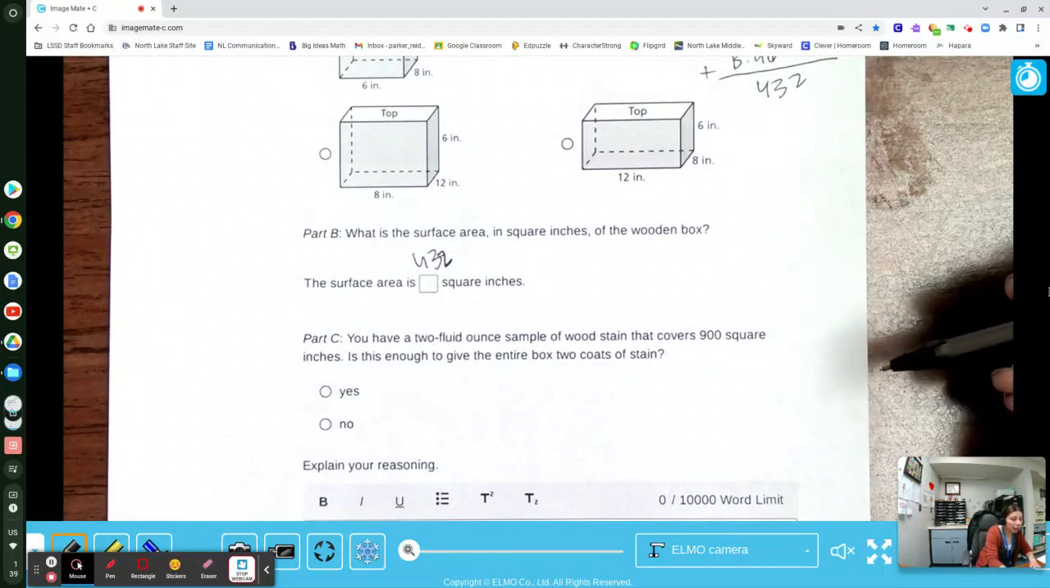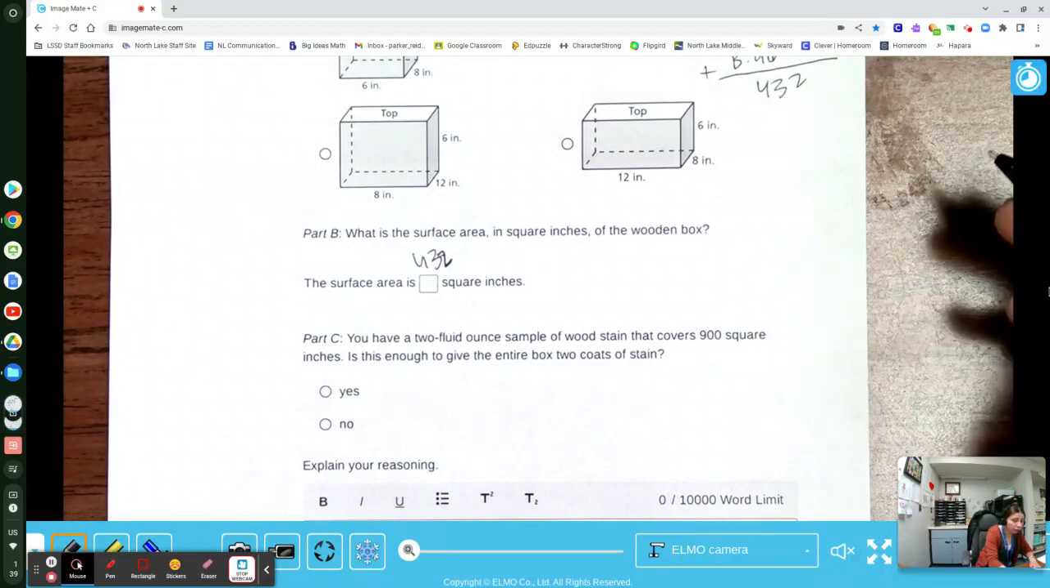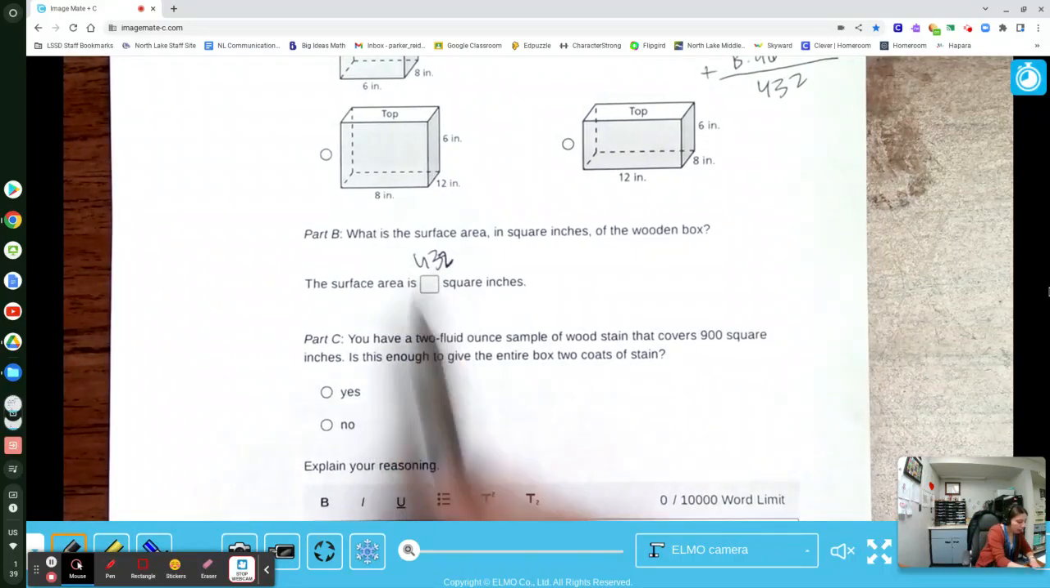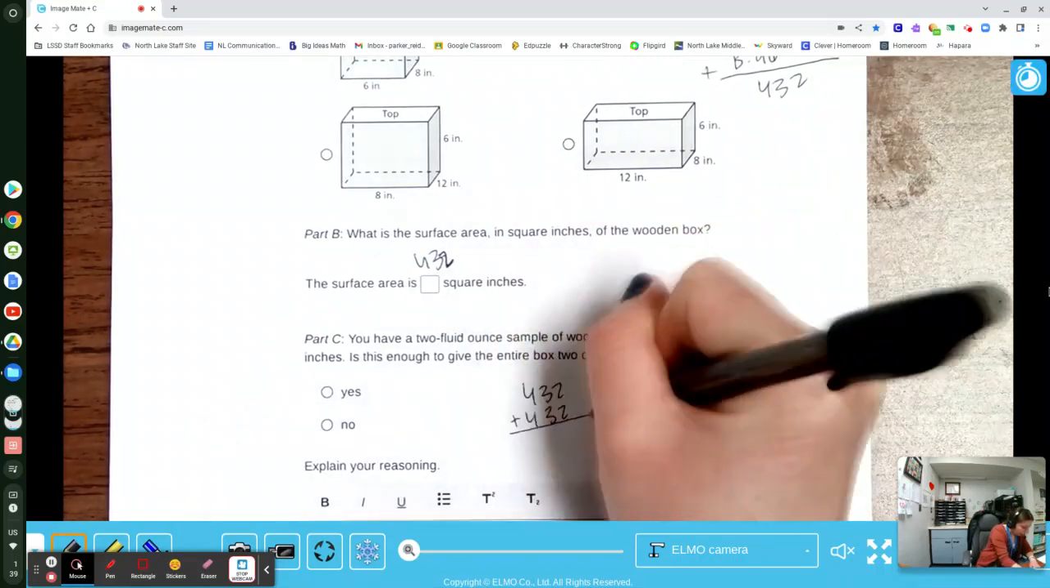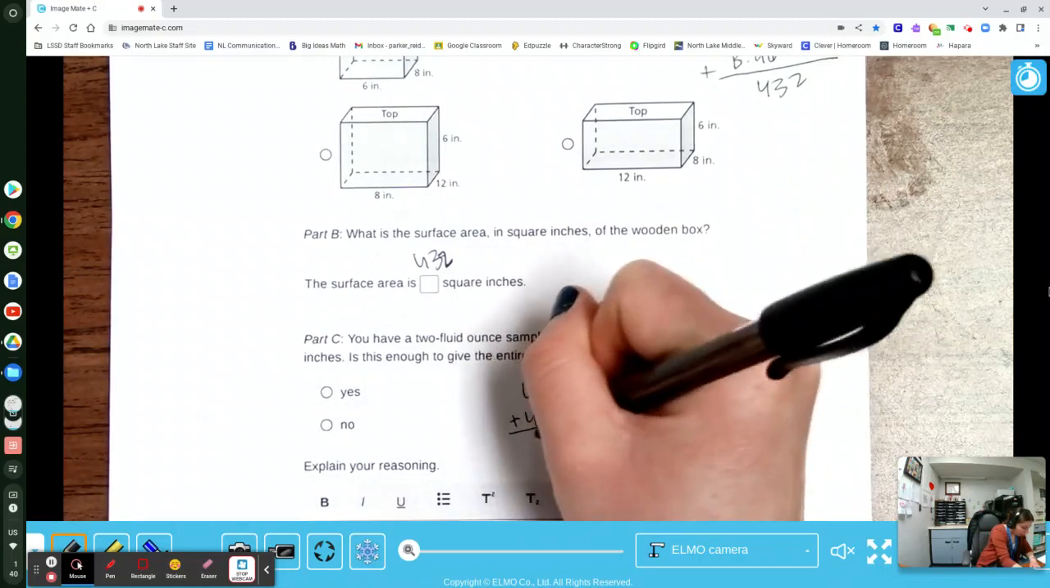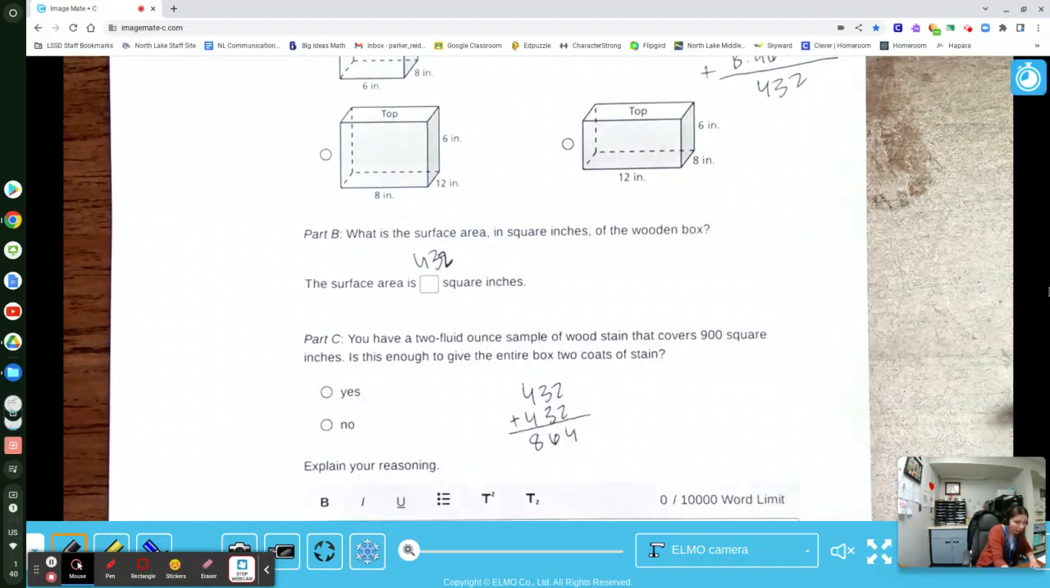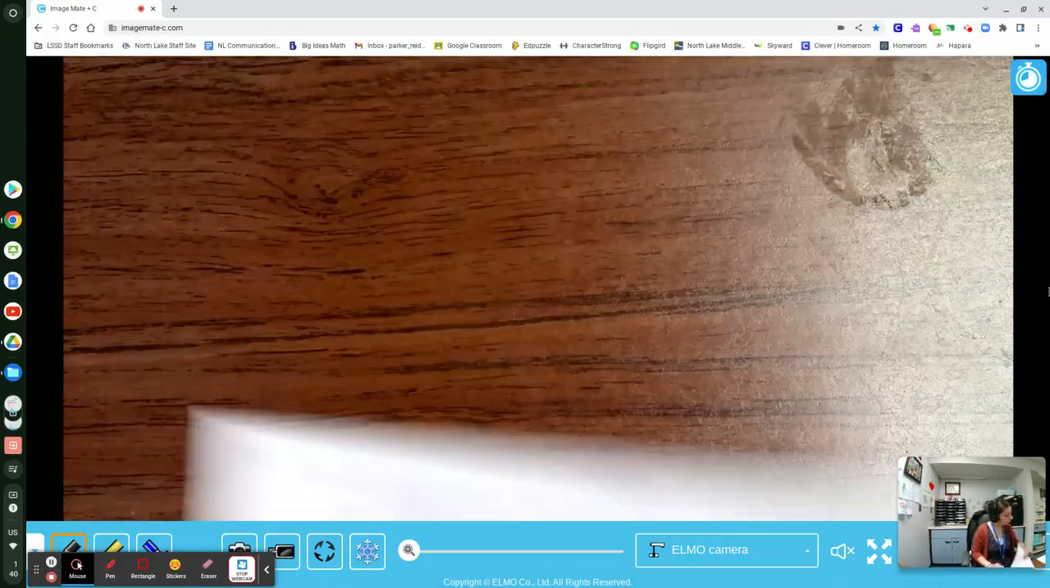Now part C says you have a 2 fluid ounce sample of wood stain that covers 900 square inches. Is this enough to give the entire box 2 coats of stain? Well, if I want 2 coats of stain, I need to cover that amount, 432, twice. If I add that together, I get 864, which is less than 900. So yes, I do have enough to cover that twice.